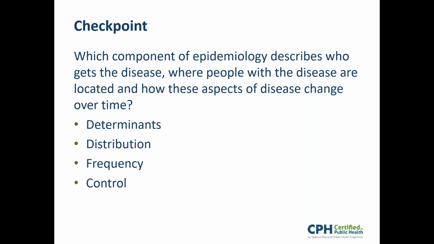Okay, so we've come to our first checkpoint. To make sure you're all still with us, we have integrated a few poll questions throughout the presentation. I will read this first question and ask you all to respond using our polling system. So the question is, which component of epidemiology describes who gets the disease, where people with the disease are located, and how these aspects of disease change over time? Is that determinants, distribution, frequency, or control?